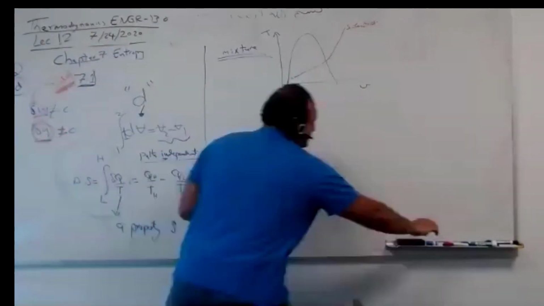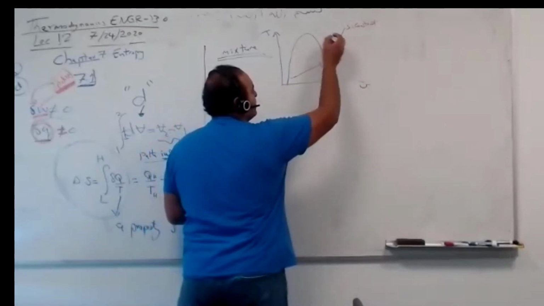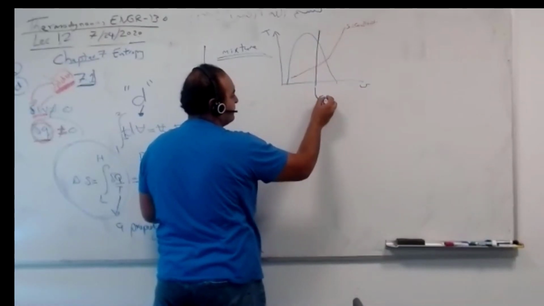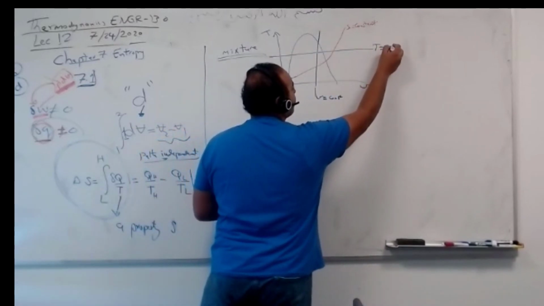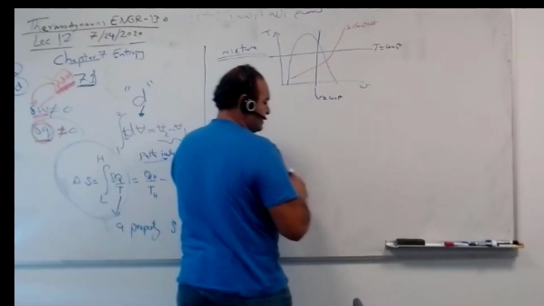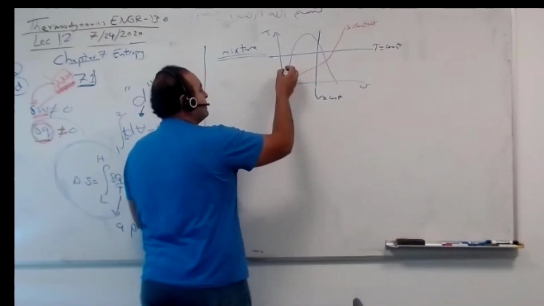So here, this is the constant volume line. Let's say this is V equals constant. This is the constant temperature line. This is the constant pressure line.